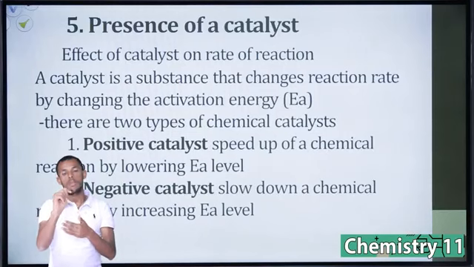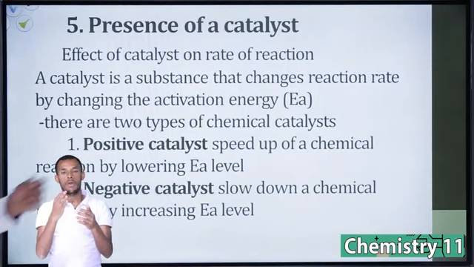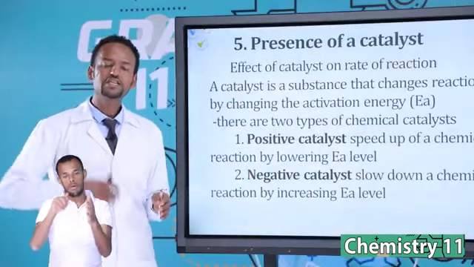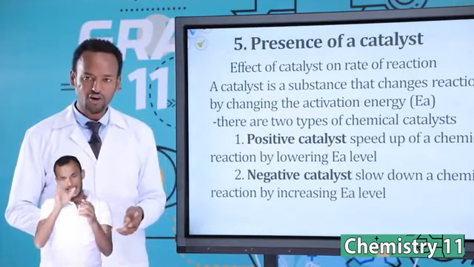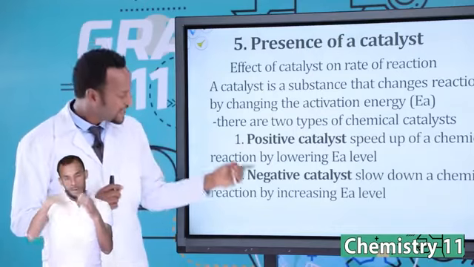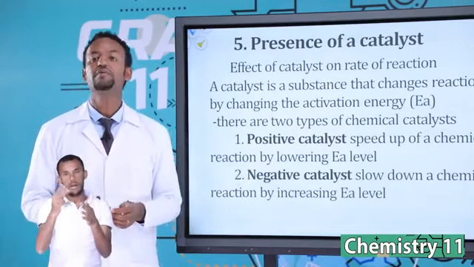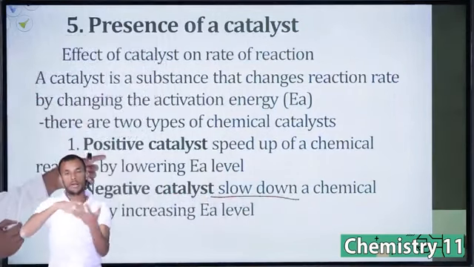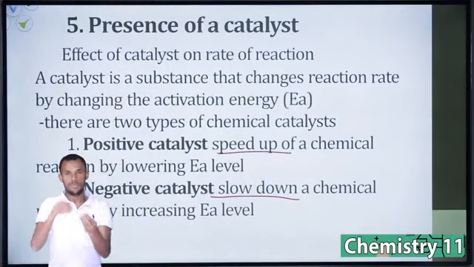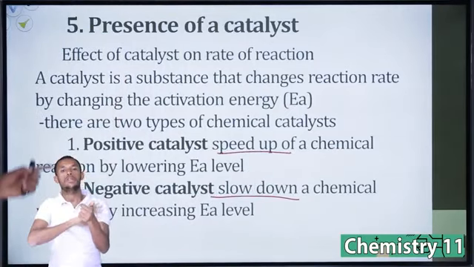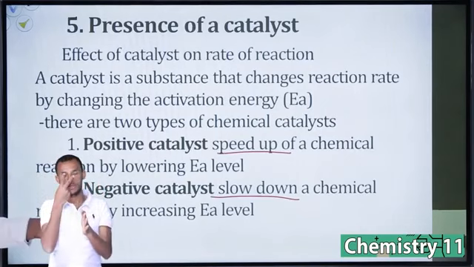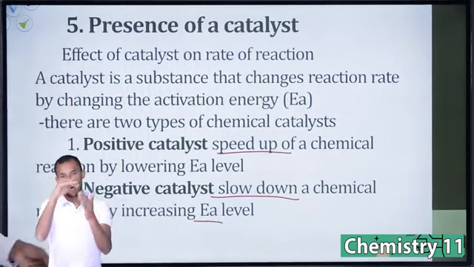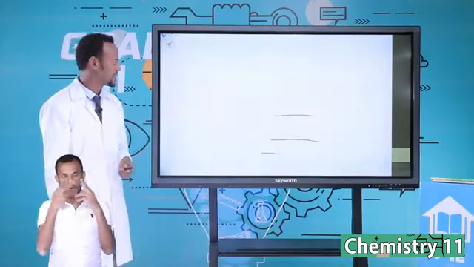There are two types of catalysts: the positive catalyst and the negative catalyst. Positive catalysts speed up a chemical reaction by lowering the activation energy level. Negative catalysts are sometimes known as inhibitors; they slow down a chemical reaction. Therefore, positive catalysts speed up a chemical reaction by lowering what? The activation energy level. Negative catalysts slow down a chemical reaction by raising the activation energy level. Let's look at this diagrammatically.